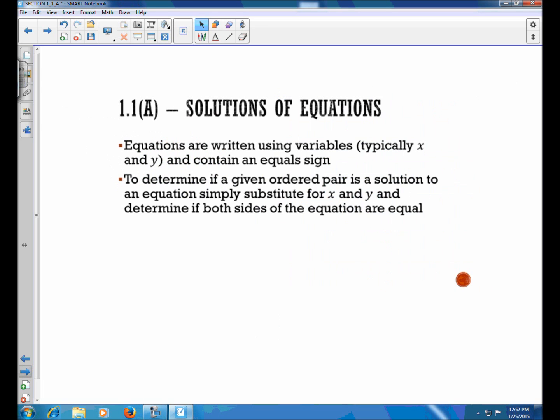So in addition to being able to plot points on a graph, you should be able to look at an equation and determine if a given ordered pair or a given point is a solution to that equation. Equations are typically written using x and y variables, and they contain some kind of equal sign. To determine if an ordered pair is a solution to an equation, simply substitute for x and y and then determine if both sides are equal.